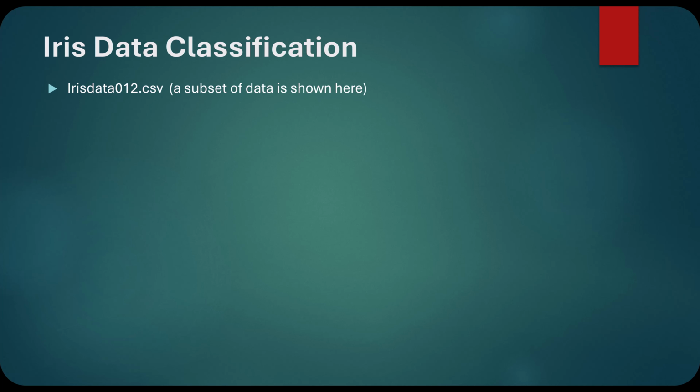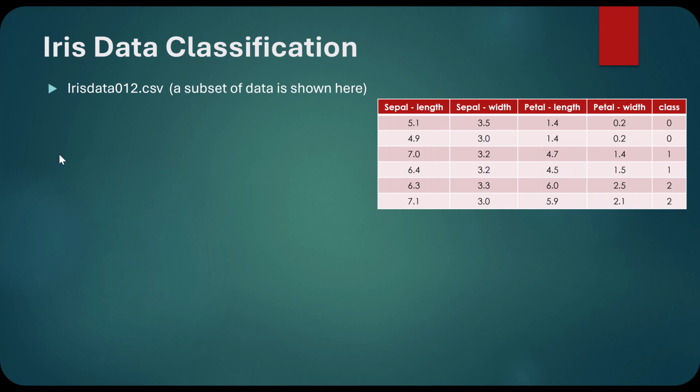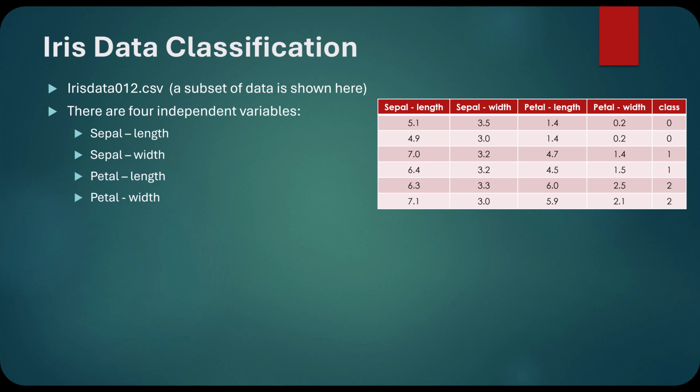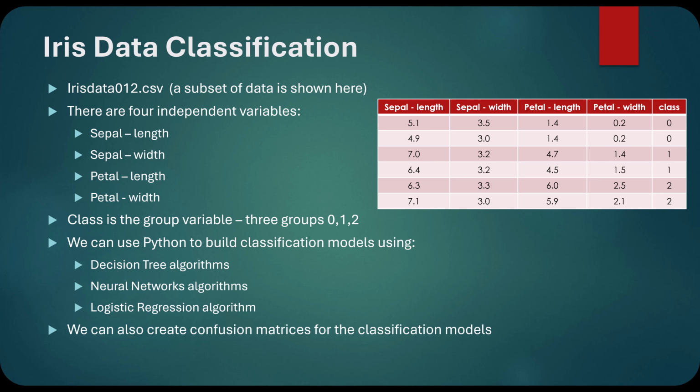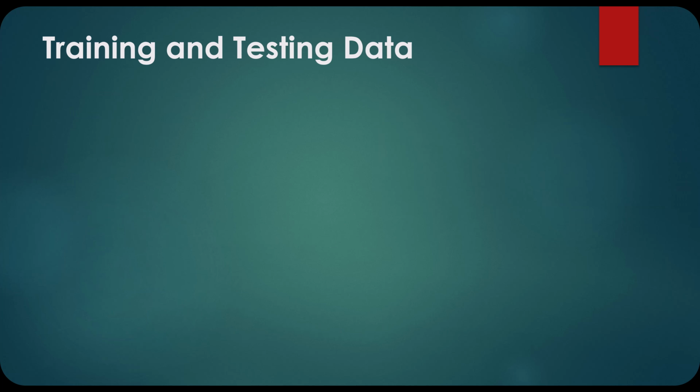So we have the iris data. We've seen this file in a previous video, which you should watch before watching this one. We have the iris data 012.csv file. A subset of the data is shown here. There are four independent variables and the class variable or the group variable. So there are three groups, 0, 1, and 2. And we've seen how to use Python to build classification models using decision trees, neural networks, and logistic regression algorithms. And we can also create confusion matrices for the classification models.